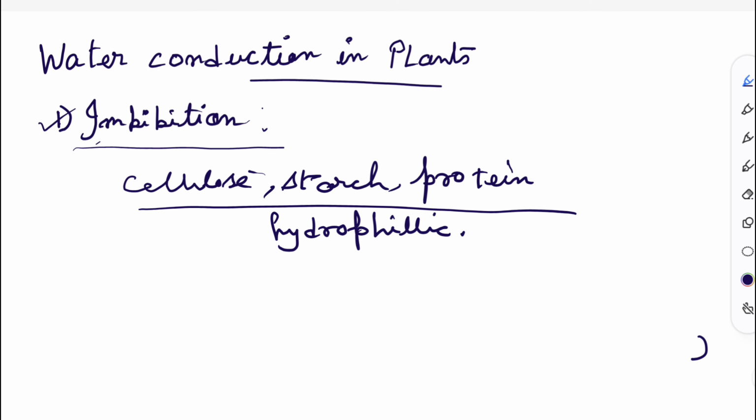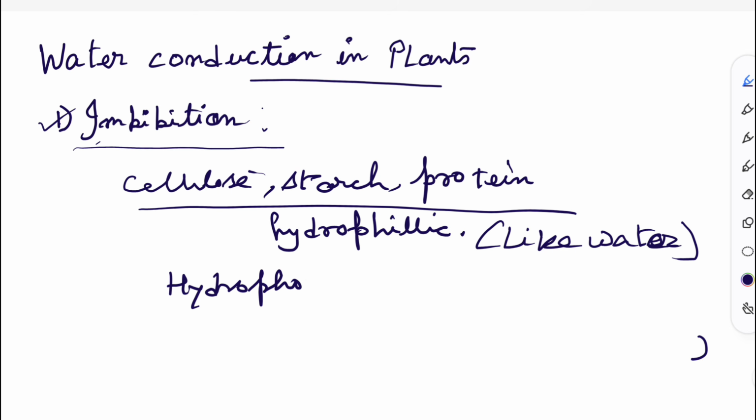Hydrophilic means you may have another term, that is hydrophobic. Hydrophilic and hydrophobic. Now hydrophilic means it has affinity towards water. Hydrophilic molecules have affinity towards water. In very simple language, we can say that they like water, they have water affinity. And hydrophobic means they do not have water affinity. They don't like water.